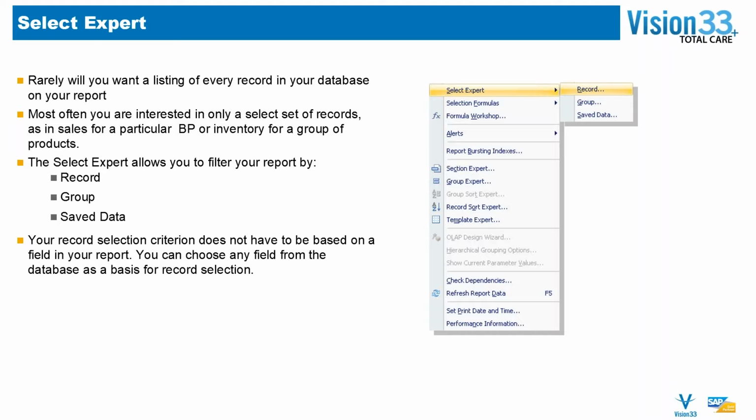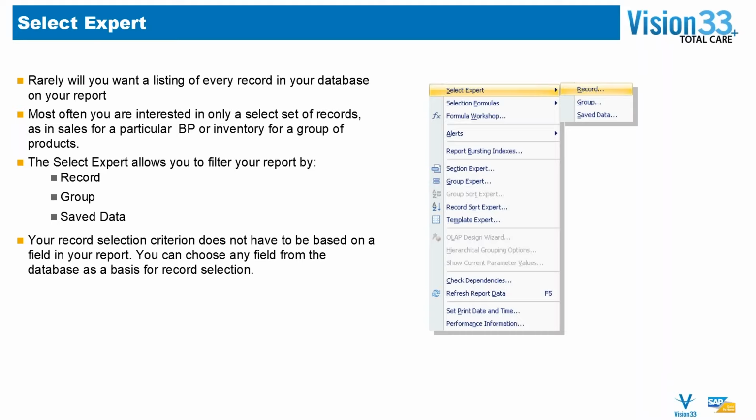It's possible that somebody might really want that transaction level detail about something, but that's not often the case. It's typically an accumulation of data with the ability to drill into the detail that people are after. So most often you're interested in only a select set of records, as in the sales for a particular business partner, or inventory for a group of products. And the Select Expert actually allows us to filter the report by record, by a group, even by the saved data that the report accumulates while it's working.